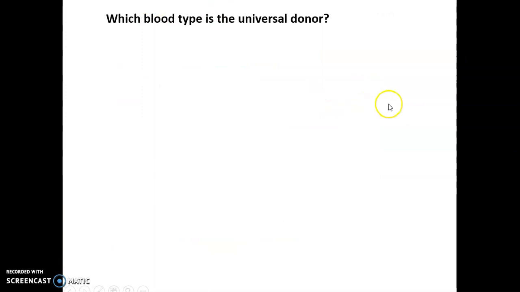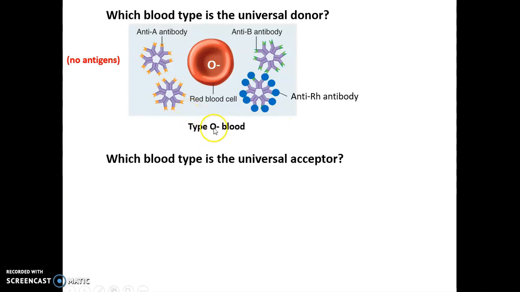All right, which blood type is the universal donor? Which blood type can be given to anyone? That is O negative. O negative. It lacks the antigens that are relevant for blood types. So it is smooth as a baby's bottom, and babies' bottoms are very smooth. So you can give O negative blood to anybody.